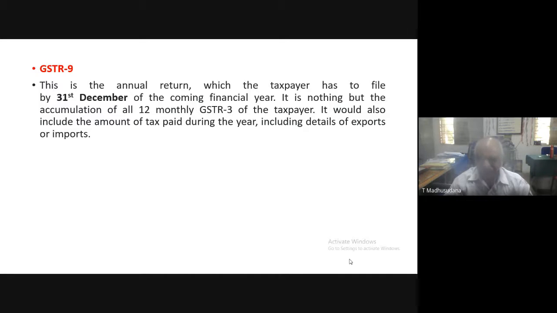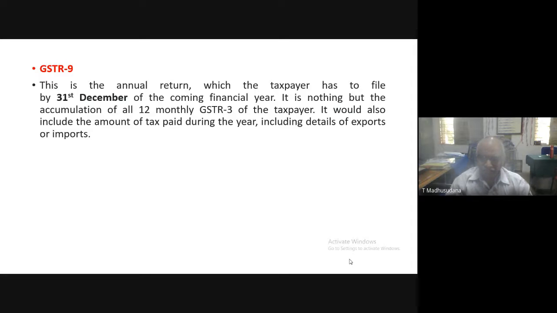That means for the 2020-21 financial year, the last date would be December 31st, 2021. Like that, the due date will be 31st December of the coming financial year. It is nothing but the accumulation of all 12 monthly GSTR 3 of the taxpayer.